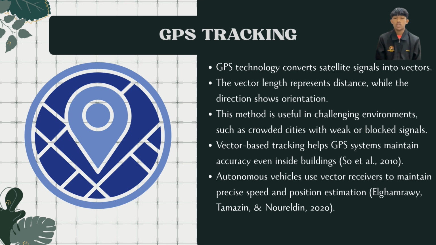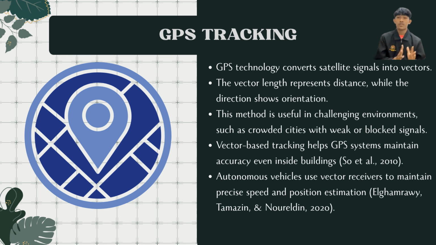GPS, or Global Positioning System, works by receiving signals from multiple satellites orbiting the Earth. Each satellite sends a signal containing information about its position at the time the signal was transmitted. When a GPS receiver, such as a smartphone or navigation device, receives signals from several satellites, it calculates its position by measuring the distance from each satellite.